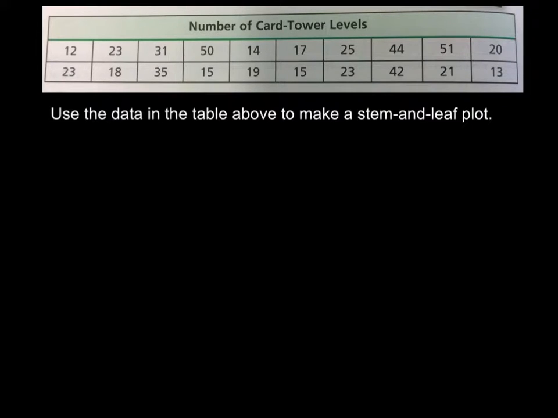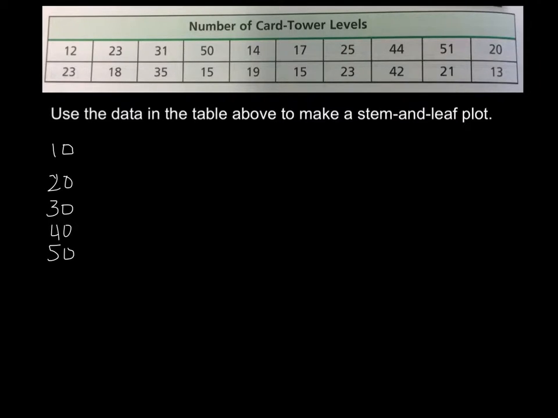So it's asking me to use the data in the table above to make a stem and leaf plot. First, I'm going to group my data by tens digits. So I see I have 10s. Do I have 20s? Yep, I have 20s. Do I have 30s? Yep, I have 30s. I have 40s. Do I have 50s? Yes. Okay, so I have 10s, 20s, 30s, 40s, and 50s.